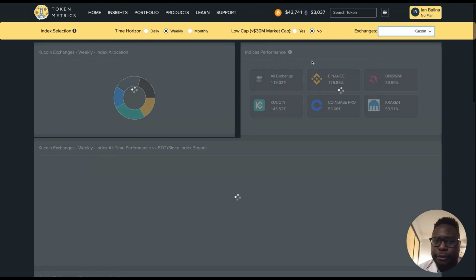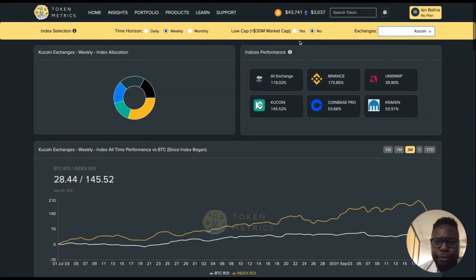KuCoin is typically good for altcoins. And right now we don't have low cap on. So if you're in KuCoin, this is what it likes. It likes Solana, Still, Quant, Digital Bits, Flux, XCAT Network.